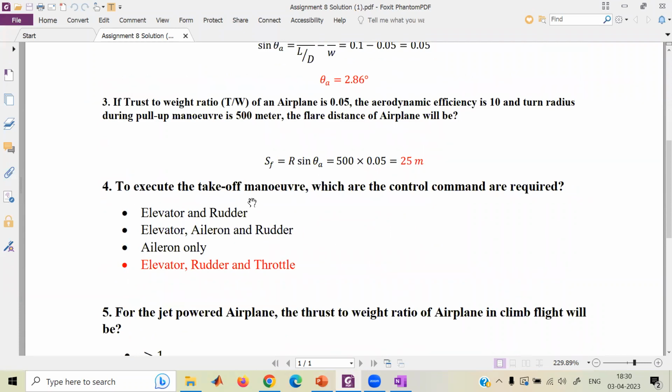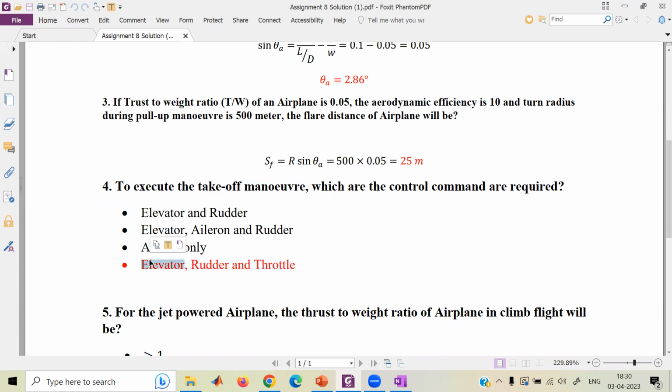To execute the takeoff maneuver, which control commands are required? Takeoff maneuver. So why do you need rudder during takeoff? Because you know the answer. To maintain the center line of the runway, if there is any gust or anything like that. That's right. And what happens with throttle? It increases the thrust so that we can climb up.